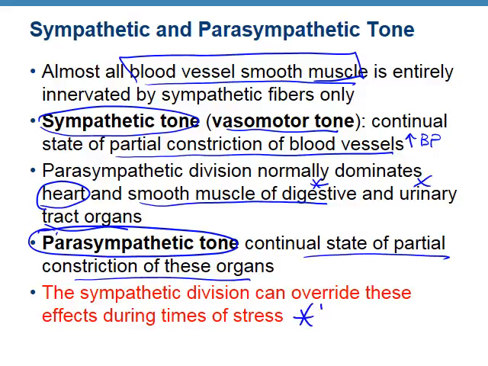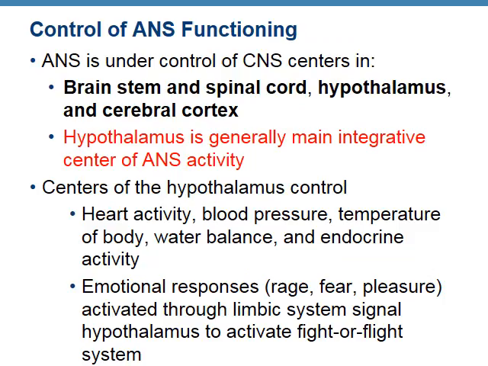But they want you to understand that during times of stress, fight or flight, your sympathetic division can take over all of these. So remember, even though we said this is normally controlled by parasympathetic, your sympathetic can take control and have your heart speed up, right? It can also cause the smooth muscle of your digestive and urinary tract organs to decrease while you're trying to do fight or flight. Let's look at the control of the autonomic nervous system.